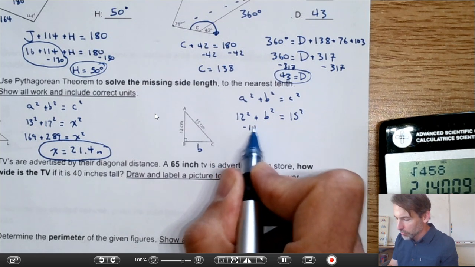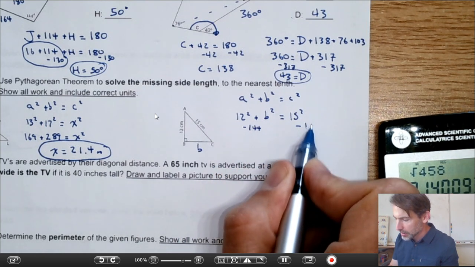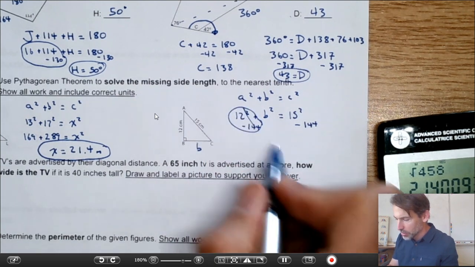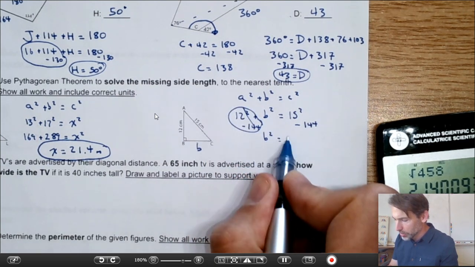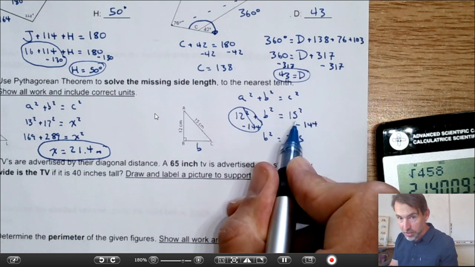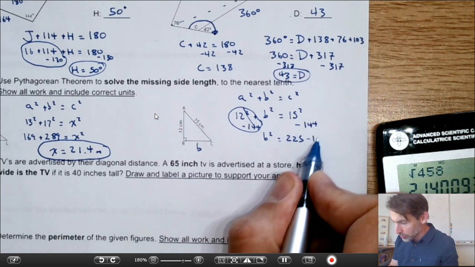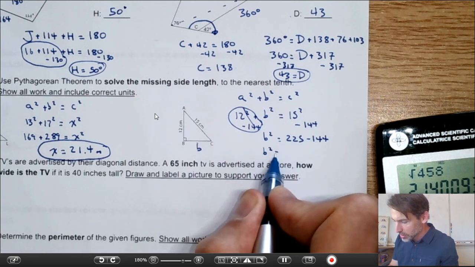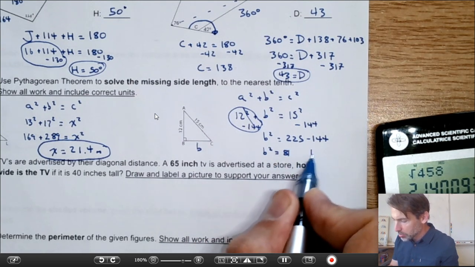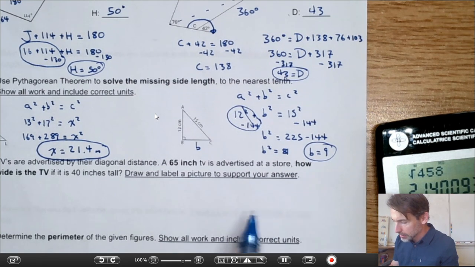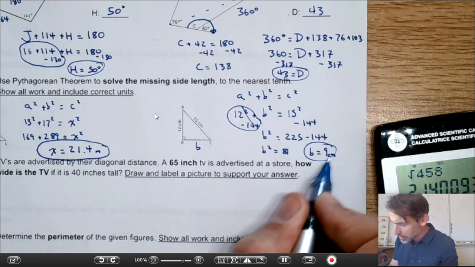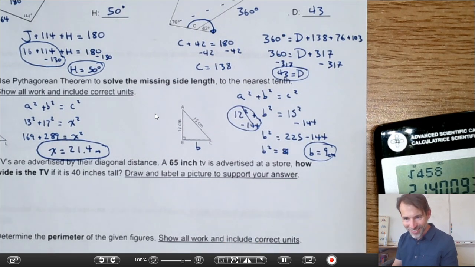Subtract 144 from both sides, because 12 squared is 144, so that's 0. B squared is equal to 225, which is 15 squared, minus 144. When I do that, I get b squared is equal to 81, and b is equal to 9. But it's not 9, it's 9 centimeters. There. Done for all the marbles.